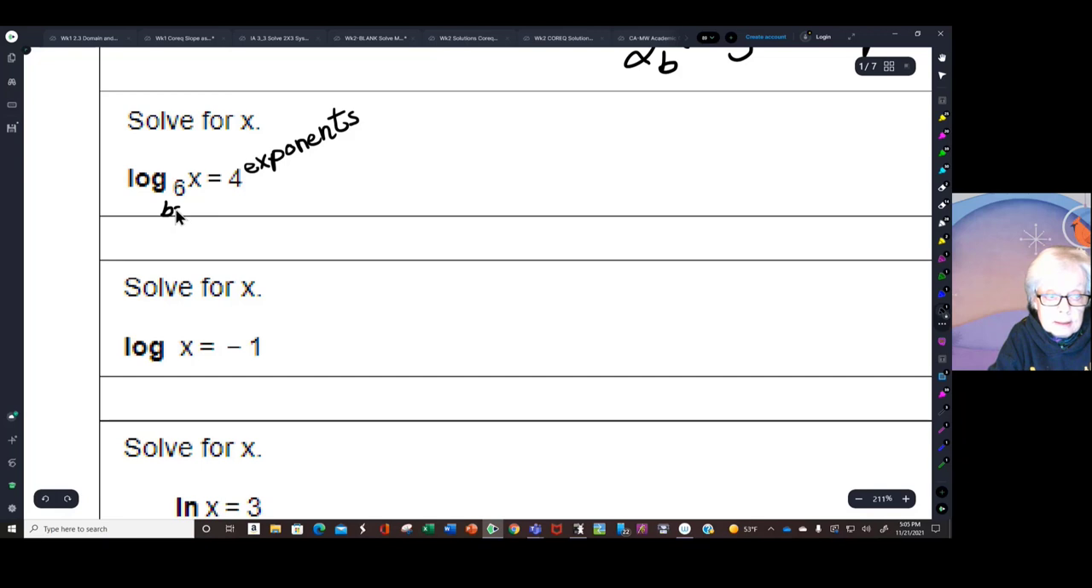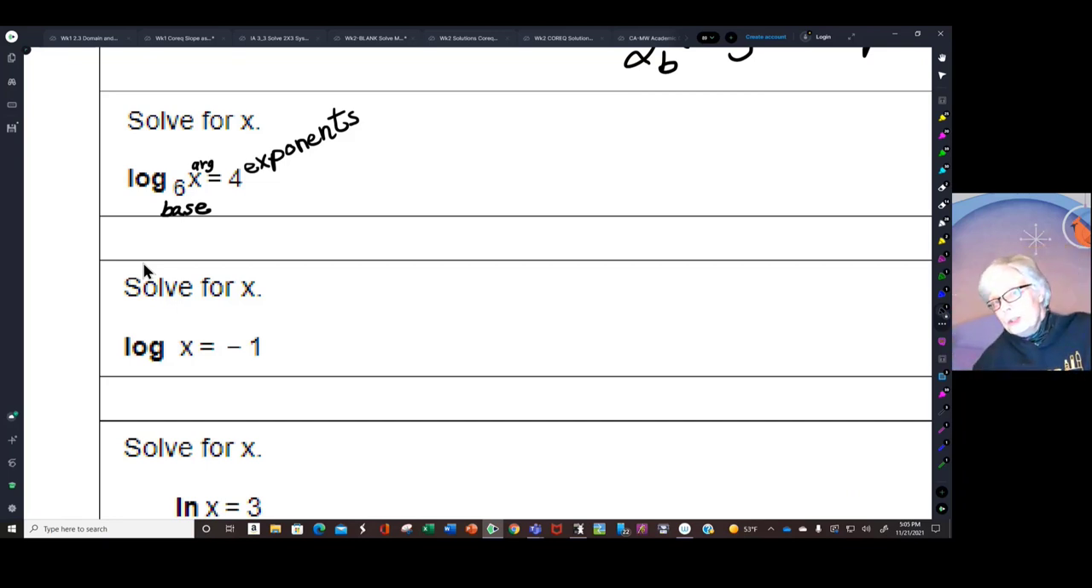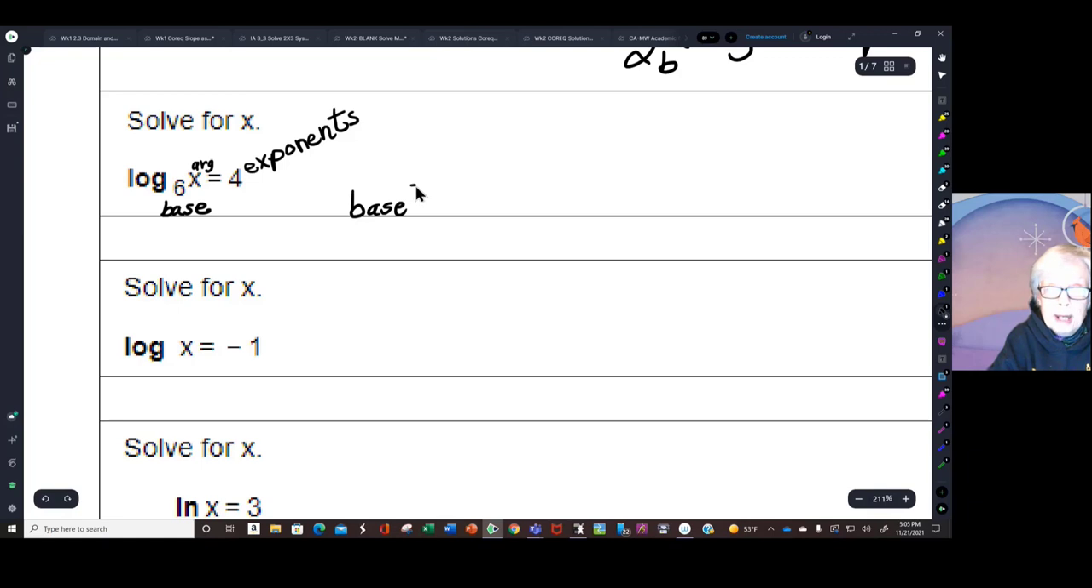Here's our base. Now we want to solve for x. Here's the argument right here. Now, if you remember from when we shifted logarithmic equations to exponential equations and exponential equations to logarithm equations, converting back and forth, what we did with the logarithm equation was say, okay, base raised to exponent equals argument.